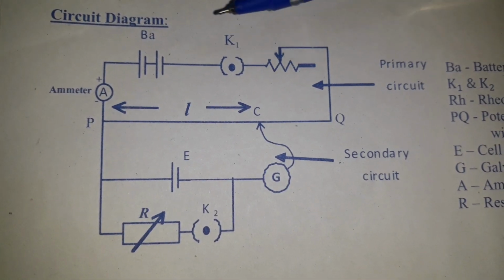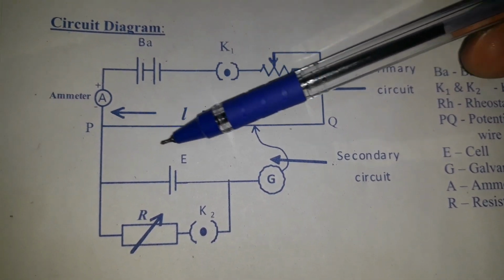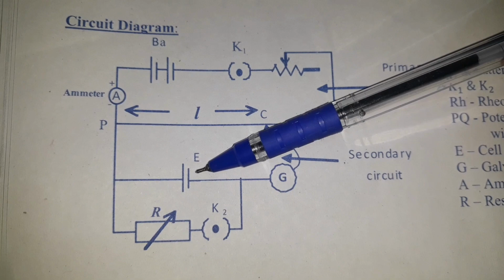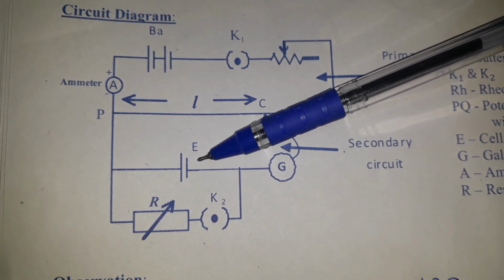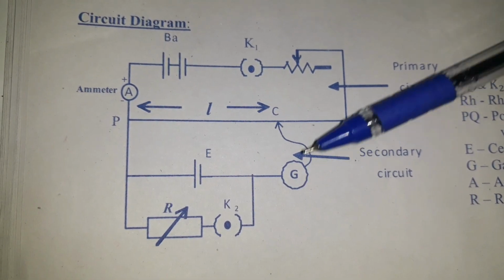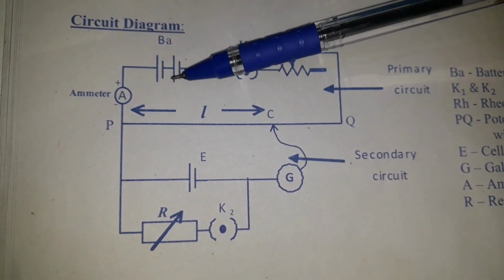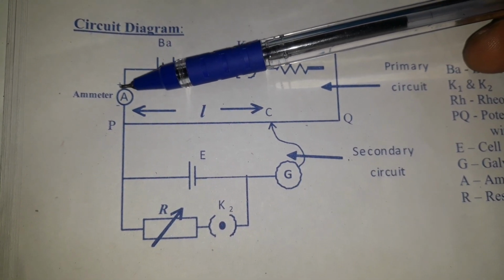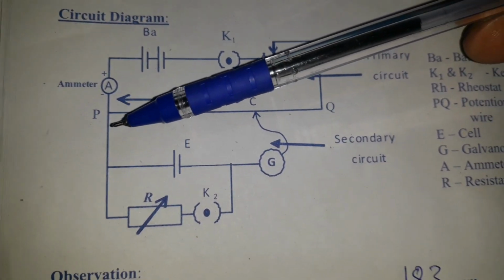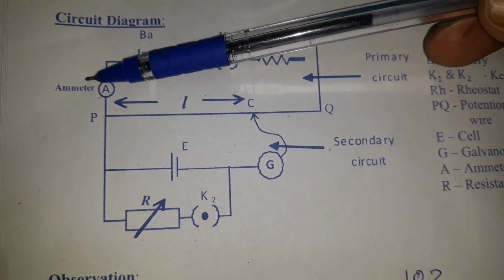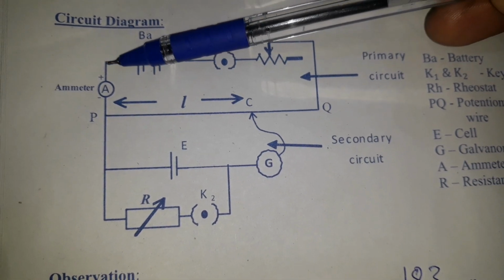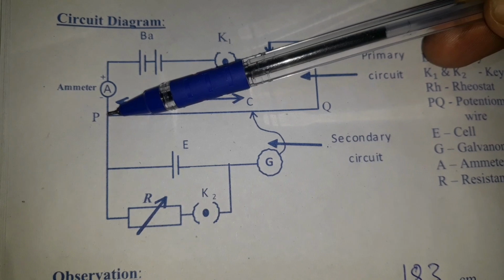This is a circuit diagram. Battery, ammeter, PQ indicates the potentiometer. E is the cell, Leclanché or Daniell cell. Here I use a Leclanché cell. Resistance box, plug key 1, plug key 2, galvanometer and rheostat. Battery positive goes to the ammeter positive. Ammeter negative goes to the potentiometer P point. Here one important thing, guys, this ammeter is not necessary to take. So we can directly connect battery positive to the potentiometer P point.